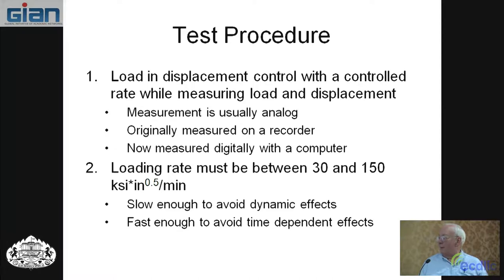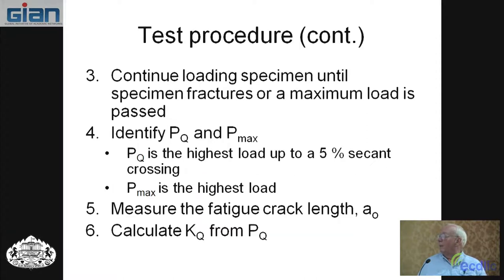The reason you have a rate is that you want to be slow enough to avoid dynamic effects. I'll talk about the dynamic part later. But you want to be fast enough to avoid time-dependent effects. These are more important at higher temperature, where you have maybe a creeping type effect, or if you have a bad environment, that's important. You keep loading the specimen until it either fractures or you pass a maximum load, and then you have to identify PQ and Pmax.